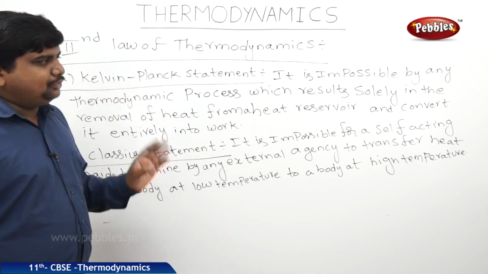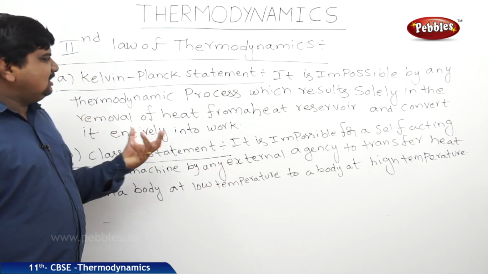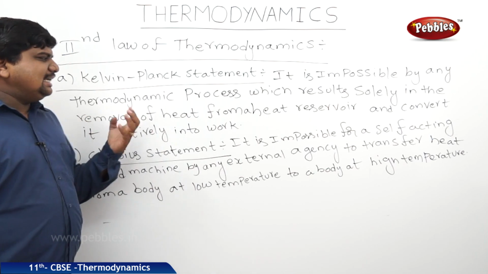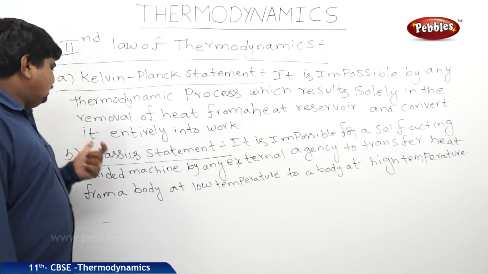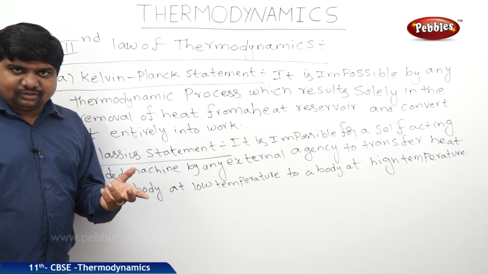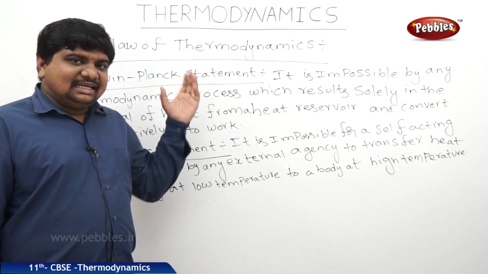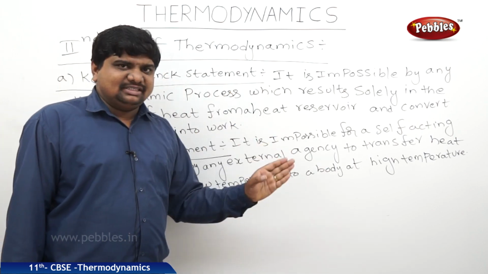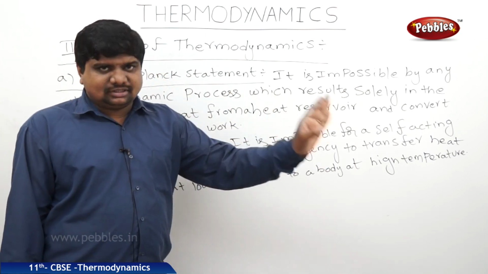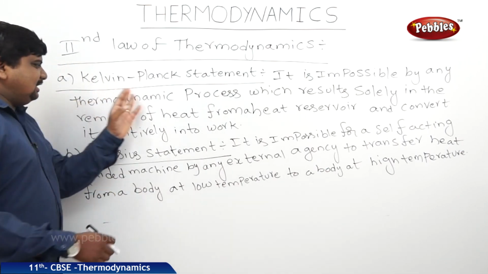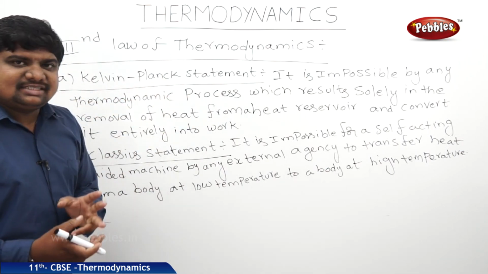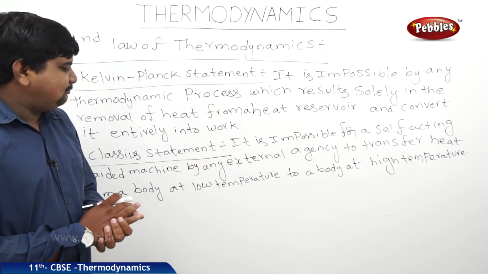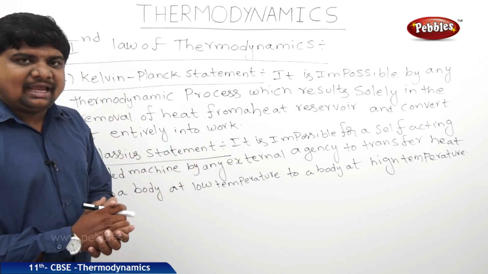So what is their view? It is impossible by any thermodynamic process which results solely in the removal of heat from a heat reservoir and converts it entirely into work. So the general statement says that it is impossible to convert the heat energy which we have supplied to a machine entirely into work. The statement was given in this form by Kelvin-Planck. So the efficiency is not equal to 100% in the case of Kelvin-Planck's view.